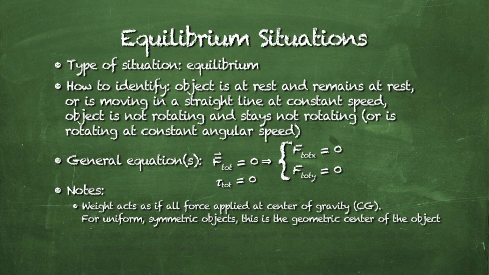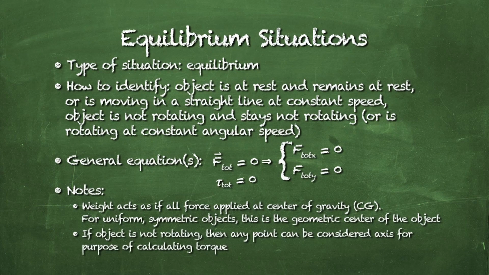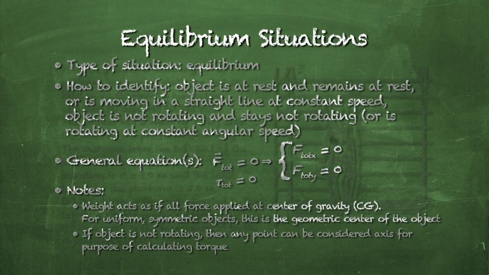And finally, if an object is not rotating, then we can consider any point to be the axis around which it's not rotating for the purpose of calculating torque. So, now in equilibrium, we have three equations. Let's take a look at an example where you would apply this.